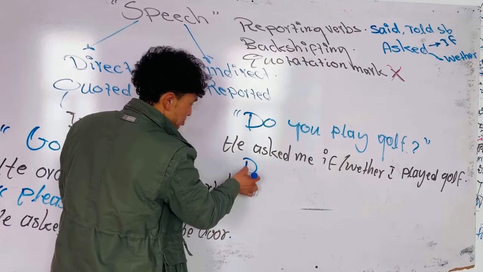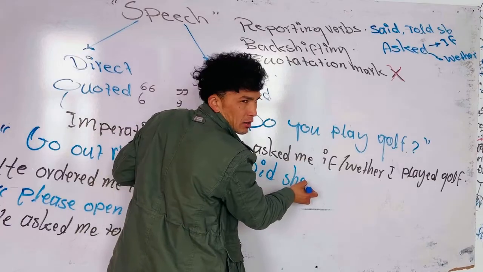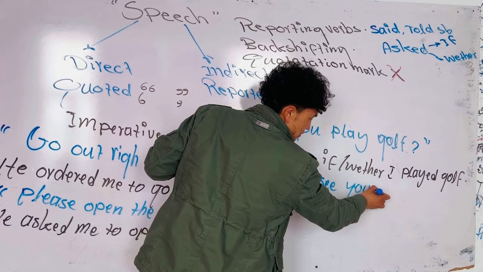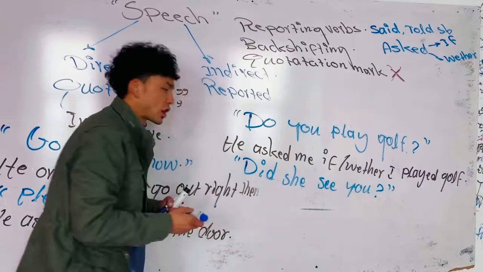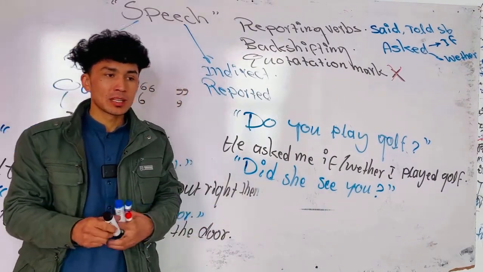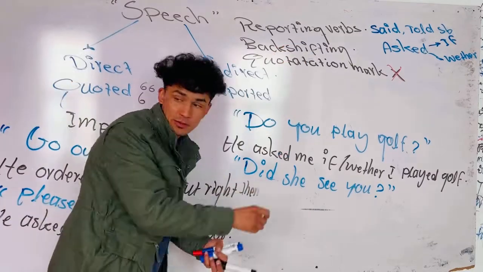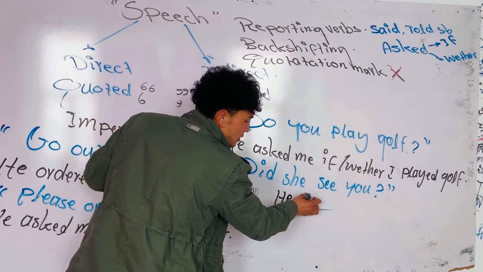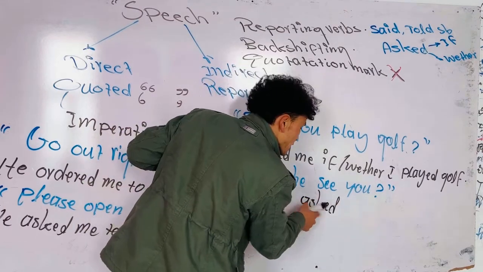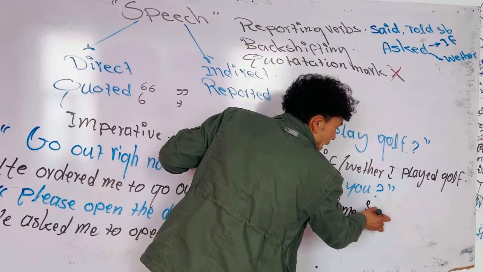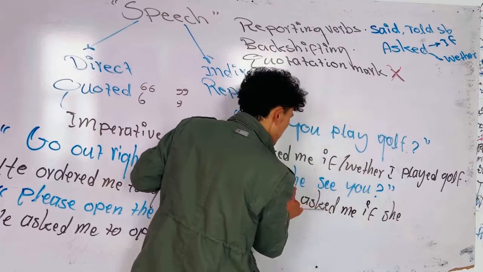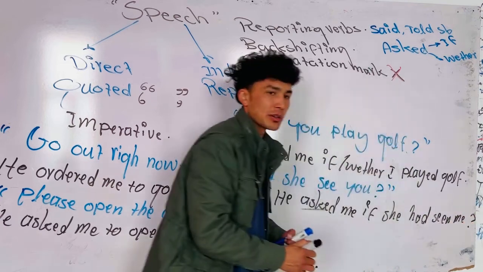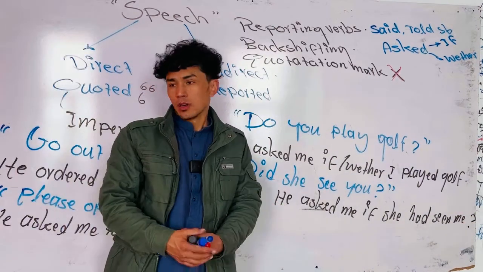Another question: did she see you? Change this. She asked. This is a question, so we use asked and if or whether. For example, he asked me if she had seen me. Why had seen me? Because this is simple past, and it becomes past perfect.